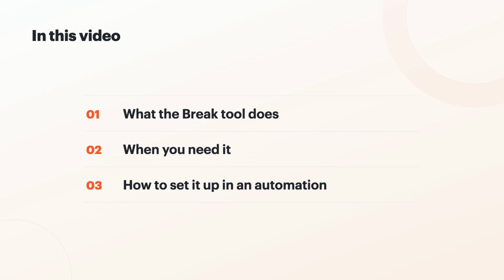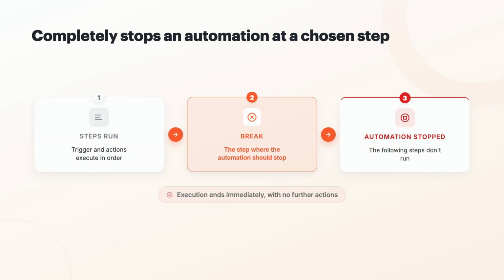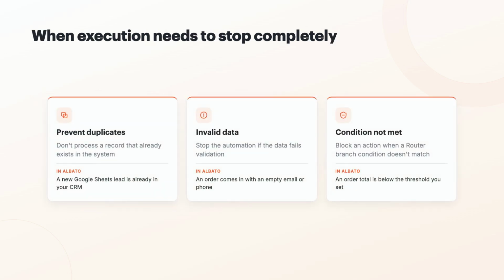In this short video, we'll cover the break tool, what it does, when you need it, and how to set it up in an automation. Break completely stops an automation at a specific step. When execution reaches that step, the automation terminates. No further actions run. Use break when execution must stop completely, to avoid processing duplicates, to stop invalid data, or to block an action when a branch condition isn't met.